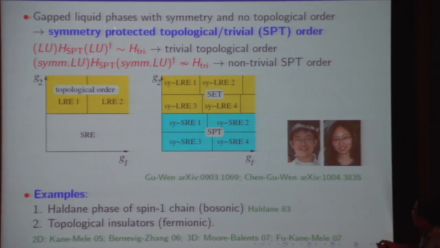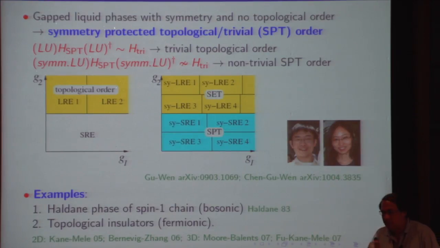And then the examples of those states are really the Haldane phase of a spin one chain, which is a bosonic example of the symmetry protected topological state, SPT states. And certain topological insulators and topological superconductors, etc., are the fermionic examples of these SPT states. At the moment, we have a systematic theory for the bosonic SPT states in terms of cohomology and group cohomology. However, we still do not have a systematic theory for fermionic SPT states.